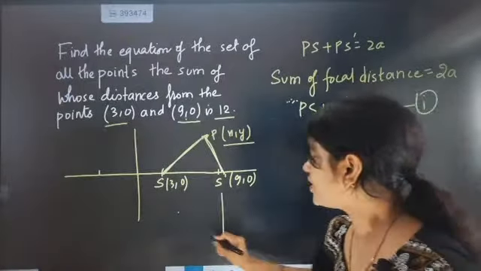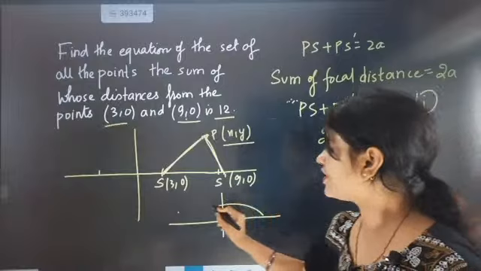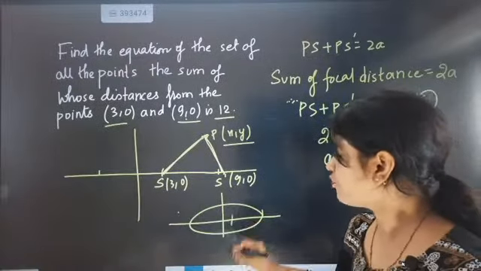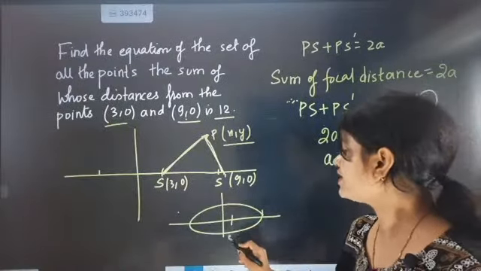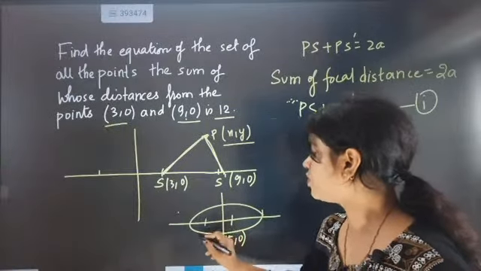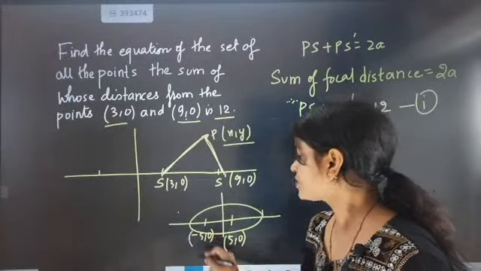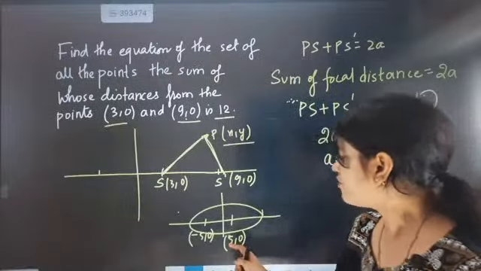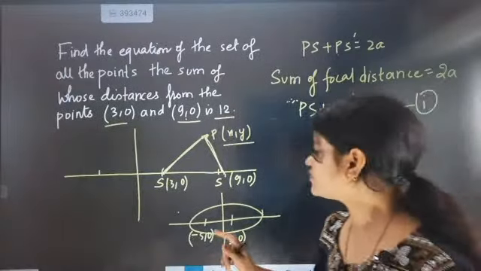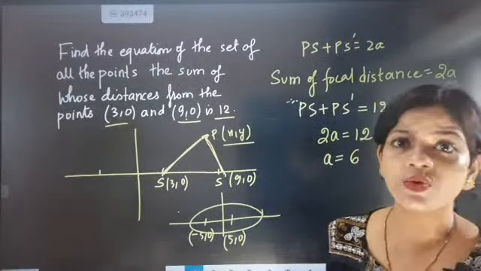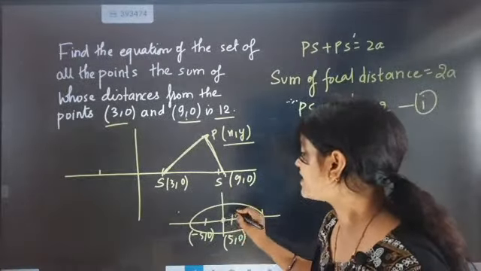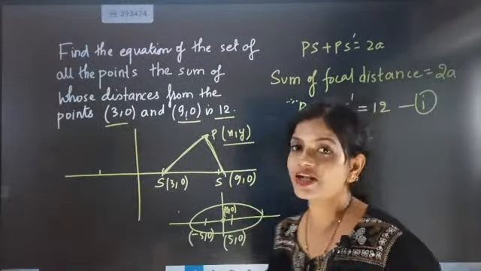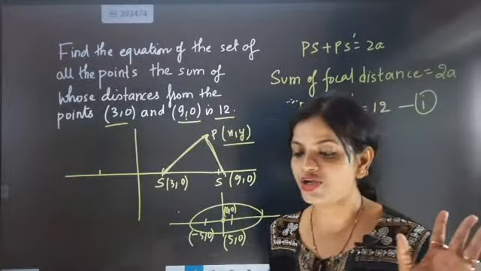So when we are drawing an ellipse, generally the focus we are taking is either 5, 0 or minus 5, 0. When we get the focus as 5, 0 or minus 5, 0, it presents one thing: the center is at the origin. This is a very important point to pick.